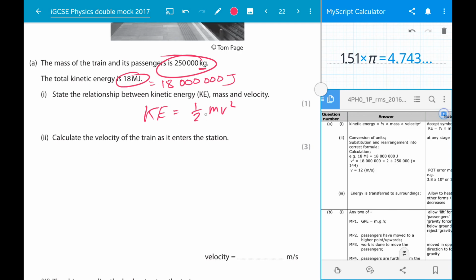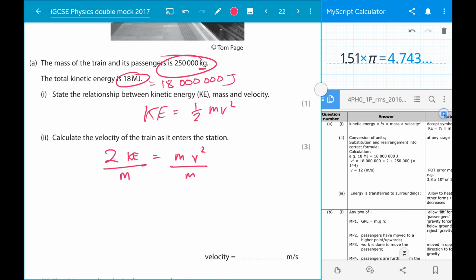So if we multiply both sides by 2, we get 2 lots of kinetic energy equal, no longer half because you multiplied by 2, to mv squared. The next step is to try and get velocity by itself. So we're going to keep velocity where it is, and we're trying to get rid of mass. If we divide both sides by mass, because you have to do the same thing to one side and the other side, you can see here that mass divided by mass cancels out.